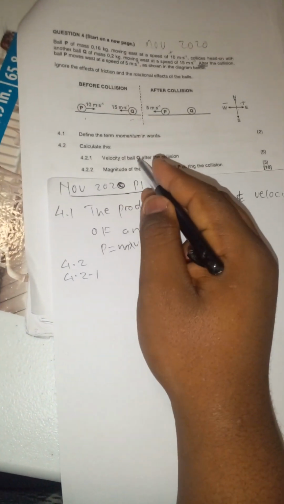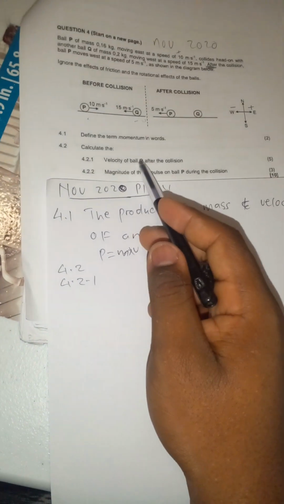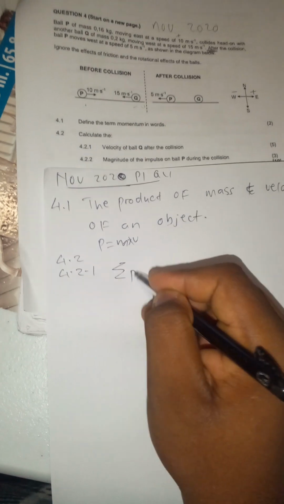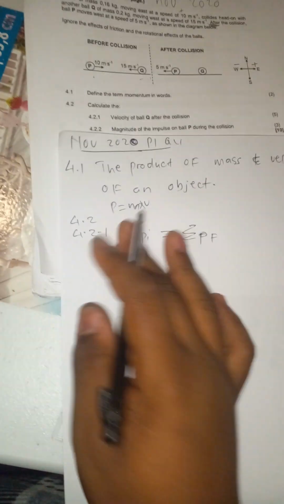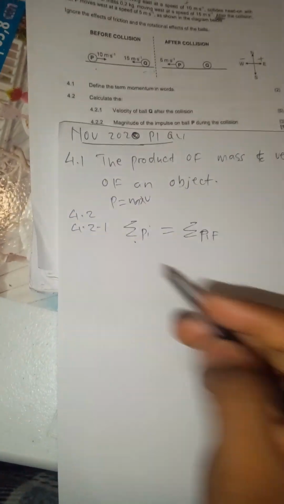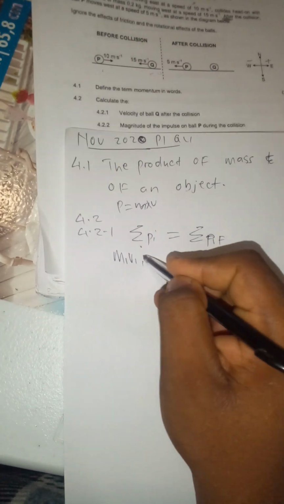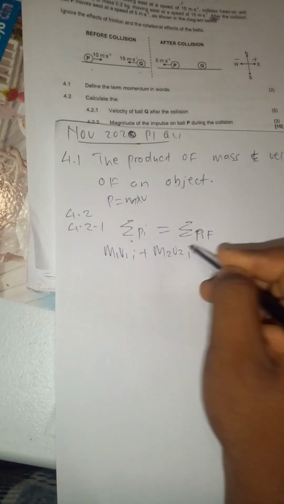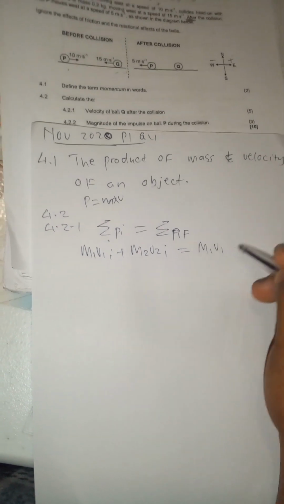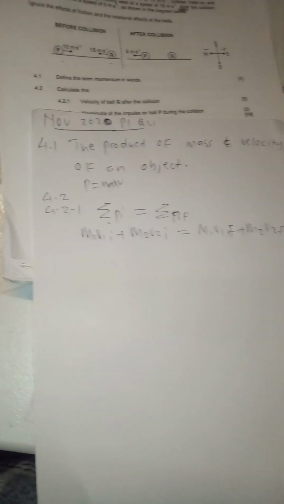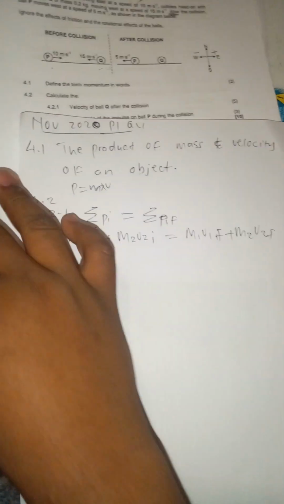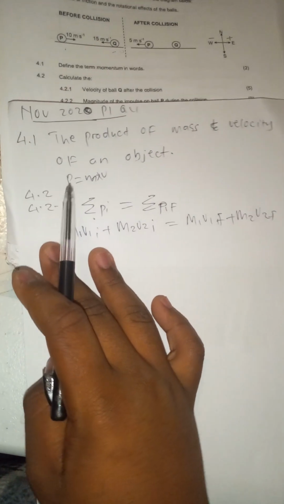4.2.1. They want the velocity of Q after the collision. So you are going to apply this formula: sum of initial momentum is equal to sum of final momentum. So we know it is total momentum before, total momentum after. So it will be m1 v1i plus m2 v2i is equal to m1 v1f plus m2 v2f. This side is the total momentum before, and this side is the total momentum after. So you have to be careful there.